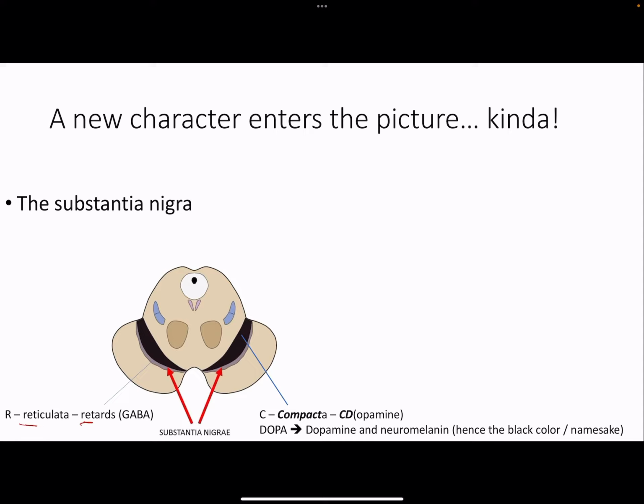And then we have the compacta. I think of a compact disc, a CD, and the D for dopamine. And the tyrosine derivatives are dopamine and neuromelanin. So the substantia nigra, at least the compacta version, because this is the reticulata and this is the compacta, the compacta is going to be the dark part.